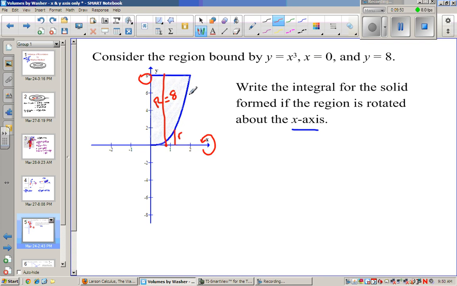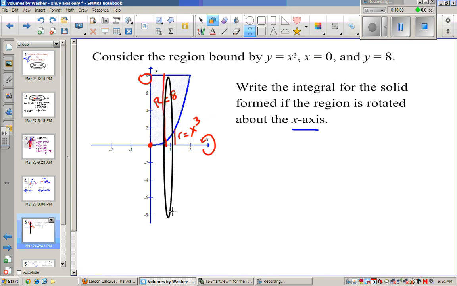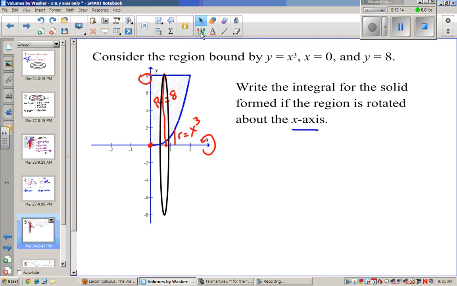Little r goes up to this curve right here, which is x cubed. So little r is x cubed. And I can see that these washers, and I drew the radius for them so you can envision, and I'll just draw one in here real quick so we know what I'm trying to talk about. What I'm envisioning is this. Here's an idea of what my washer looks like.